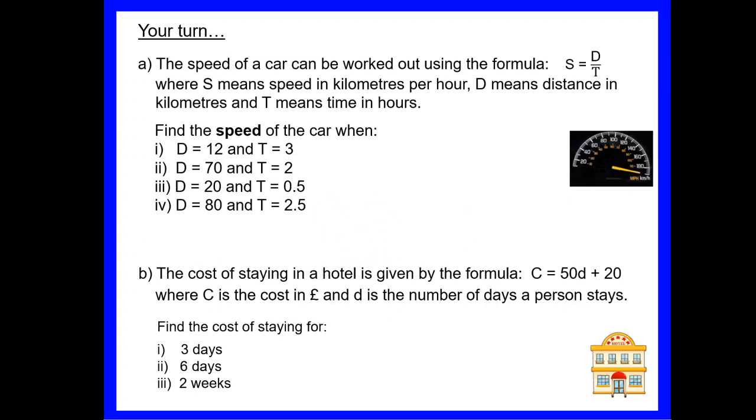Okay, so now it's your turn then. So you've been given 2 questions. The first one's about speed, distance and time. You've been given a formula there. And the second one is about the cost of staying in a hotel. So remember our steps then. We're substituting in our values instead of the letters. Then we're using BIDMAS to find our value. Pause the video, have a go at that in your maths book now.